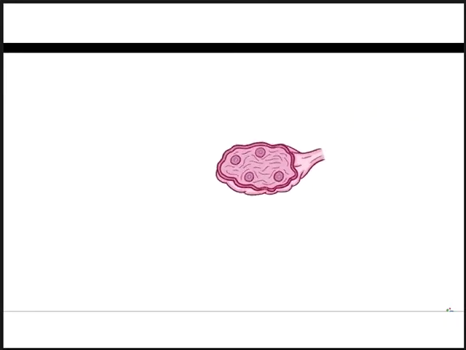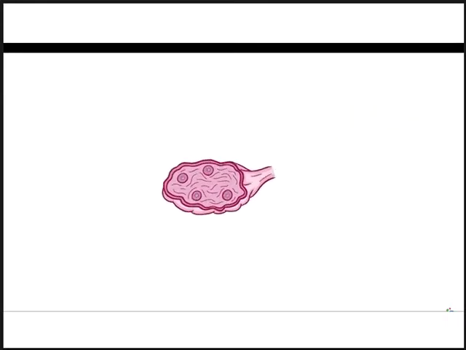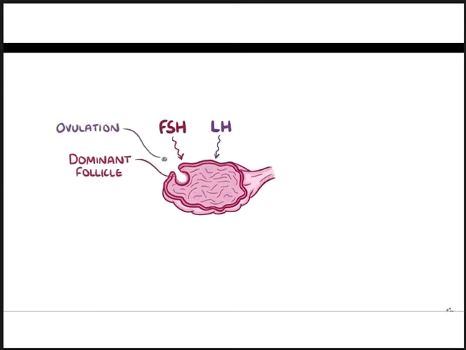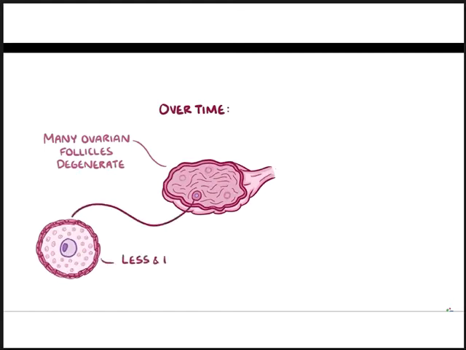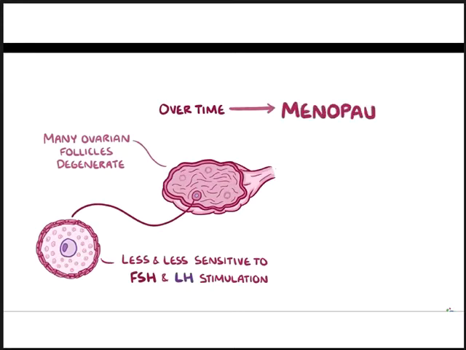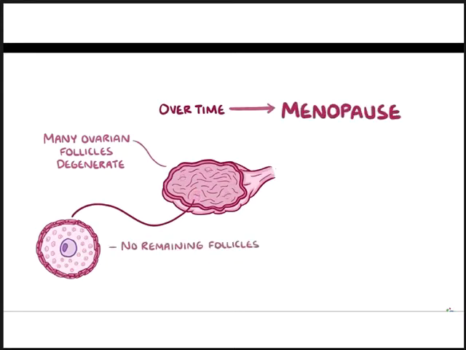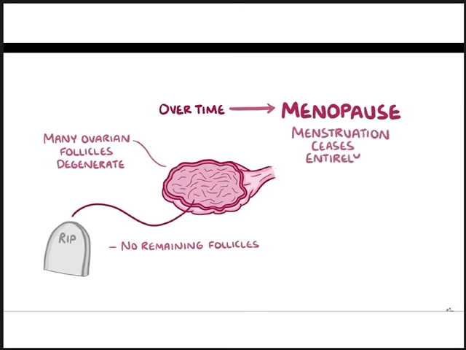During each menstrual cycle, a couple of follicles are stimulated by FSH and LH, until one of them emerges as a dominant follicle and ruptures at ovulation. And the rest of them, well, it's pretty bleak, really. They just degenerate off and die. Over time, many ovarian follicles degenerate, and the ones that remain become less and less sensitive to FSH and LH. This goes on until menopause, when there are no remaining follicles responding to gonadotropins, and that causes the menstrual cycle to cease entirely.